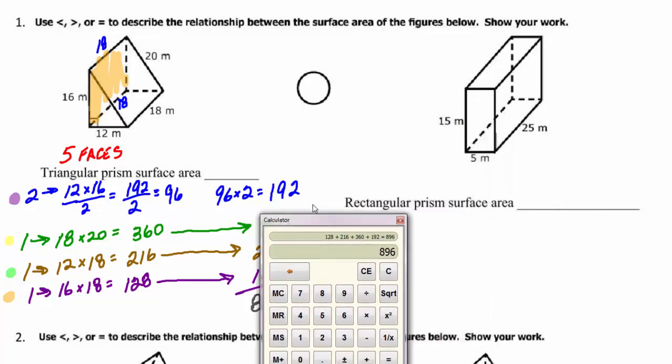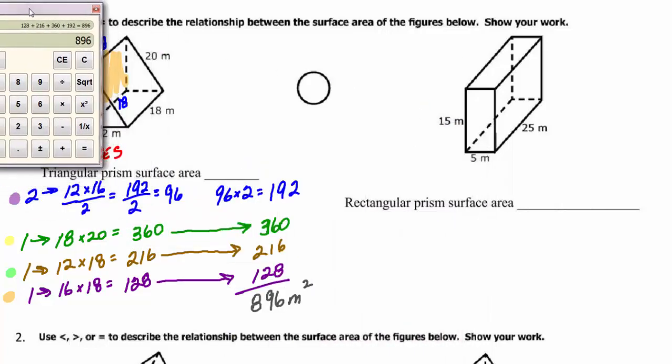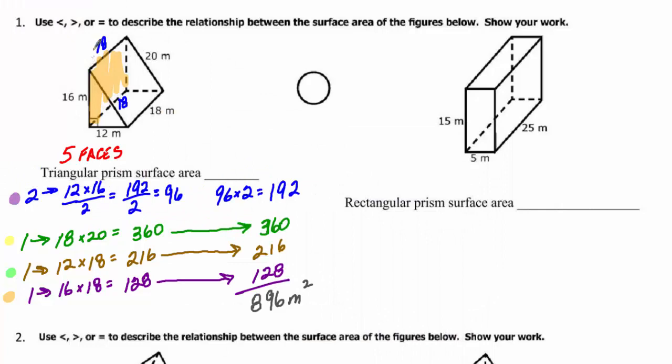That's my first figure. Now I need to get my second figure to compare it to. So let's move my calculator. Let's get the calculator all the way out of the way for just a minute. Now I've got the second figure. And for the second figure, I have a total of 6 faces.